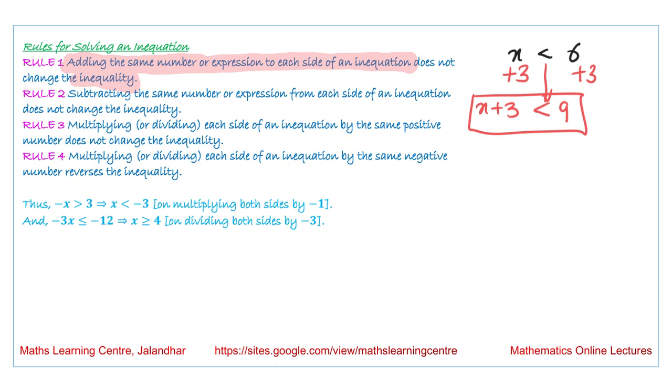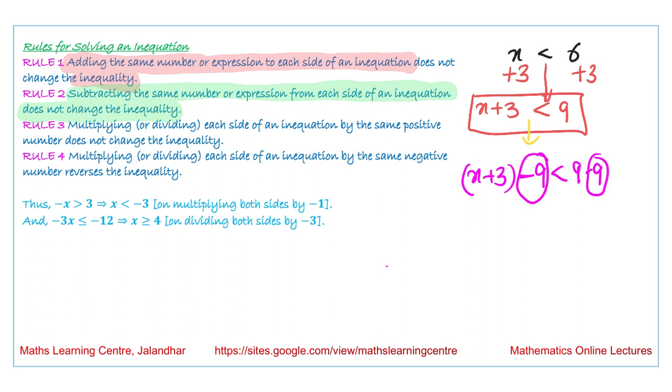Similarly, if we subtract the same number or expression on each side of the inequation, it does not change the inequality. So for this inequation we can write x + 3 - 9 < 9 - 9. We are subtracting 9 on both sides. Again the sign of inequality, the less than sign, remains the same. Next, multiplying or dividing each side of the inequation by the same positive number does not change the inequality.